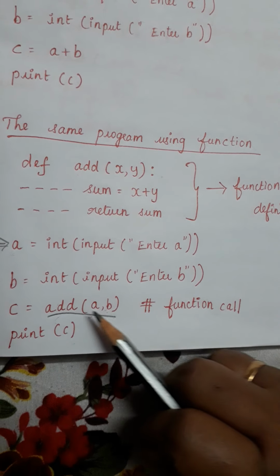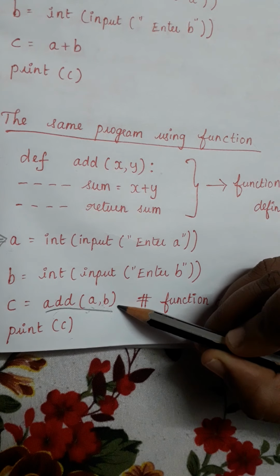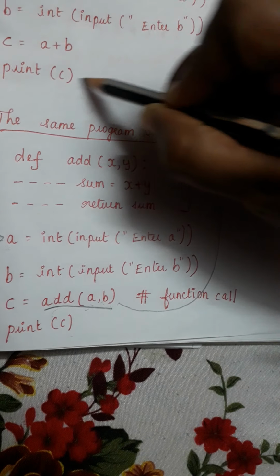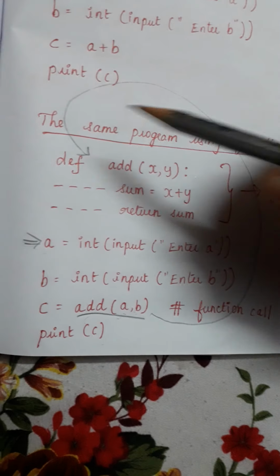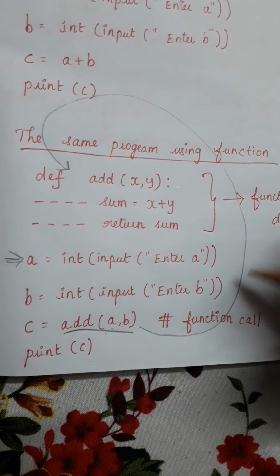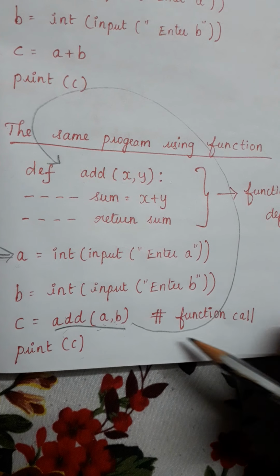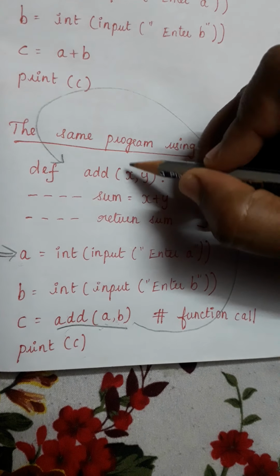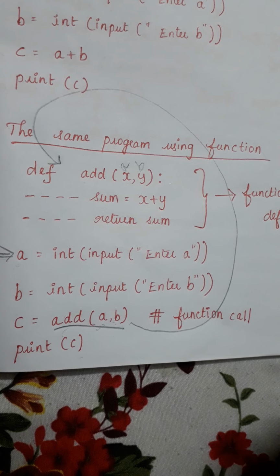So when this particular line gets executed, the program control flows from this particular line to the definition part. While it is going, the program flow is going like this. It also carries the value of a and b along with it, and stores the value of a in x and stores the value of b in y.